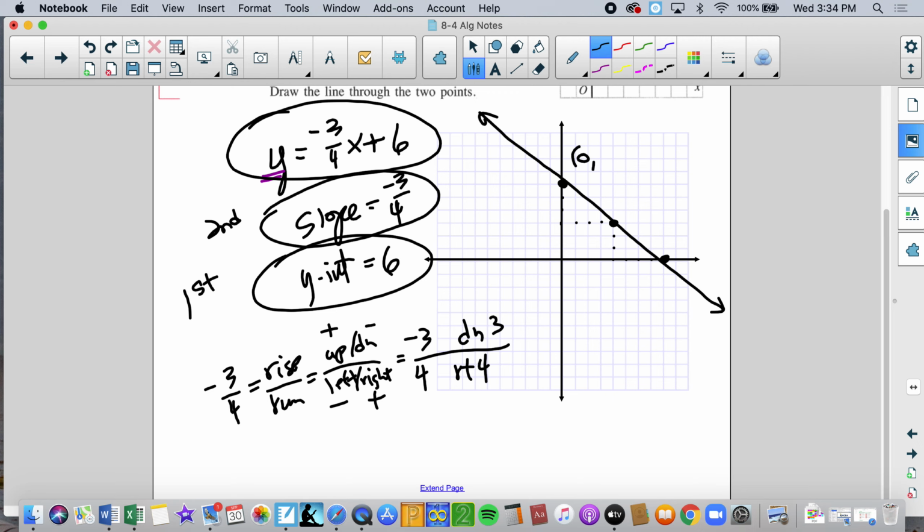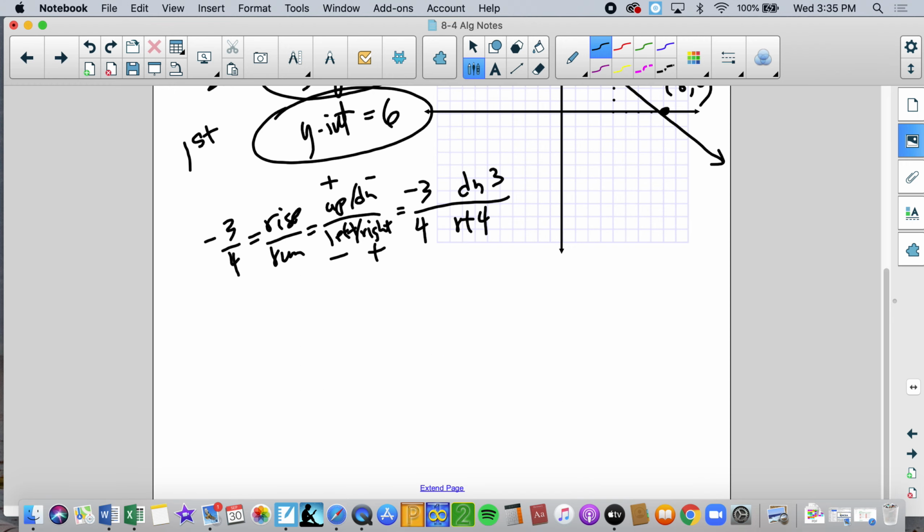Technically, I'd like you to label those points: 0, 6, that's going to be 4, 3, and this is going to be 8, 0. Labeling is extremely important, so I know what points you are on. Just dotting them and your messy handwriting doesn't help me. So you have to list a couple of points, and you have to label them.